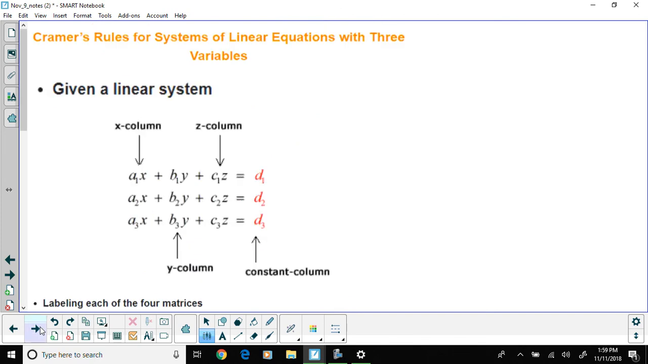Now, let's take a look at a bigger system. What if I have a 3-variable system? I will have an x column, and I make sure all the x's are lined up. I will have a y column, and I make sure they're all lined up. I have a z column, and I make sure they're all lined up. And then we have our constants.